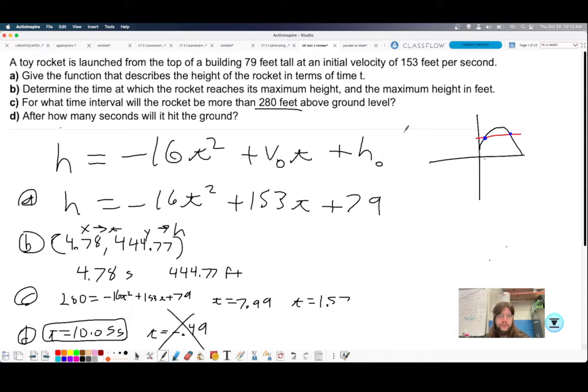Above ground level, so we don't want ground level. So we include more than. So we don't include the endpoints, we put in parentheses. 1.57 all the way until 7.99. I gotta remember to put stuff in real quick. Yes. Interval notation, you need smallest to largest. It matters. I will take off points if you don't.